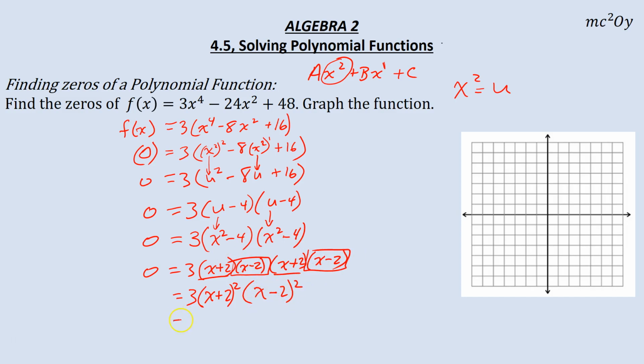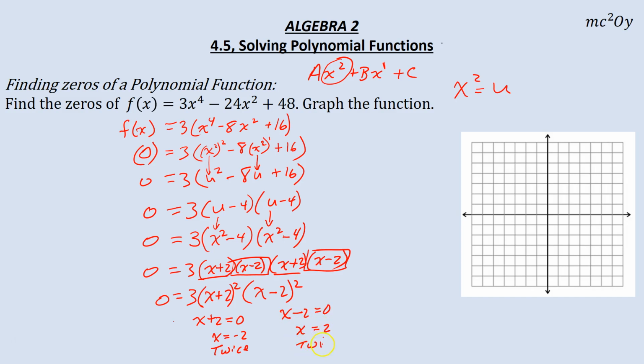And so really that just means that when I'm solving this, I can say, well, x plus 2 equals 0. Where does x plus 2 equal 0? X plus 2 equals 0 at negative 2. So that means negative 2 is a solution twice. And here I have x minus 2 equals 0. Where does that happen? Well, x minus 2 equals 0 at 2.